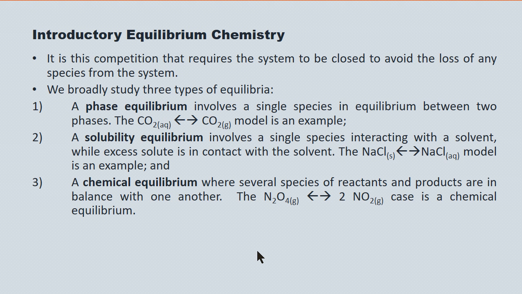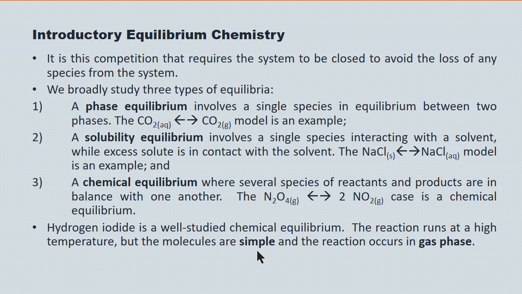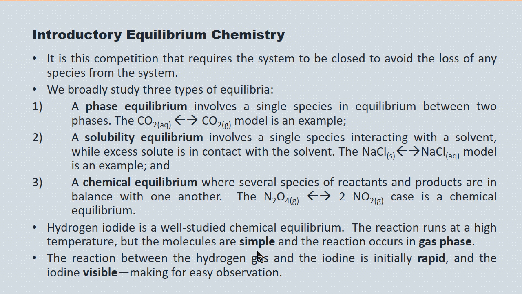And then finally, a chemical equilibrium is the third type of equilibrium we'll be looking at, and the dinitrogen tetraoxide system is an example of that. Perhaps an even more famous system is the hydrogen iodide system. We run it at a high temperature, but the molecules are all simple, and the reaction occurs in a gas phase. There's also a very nice color change associated with reaching equilibrium.